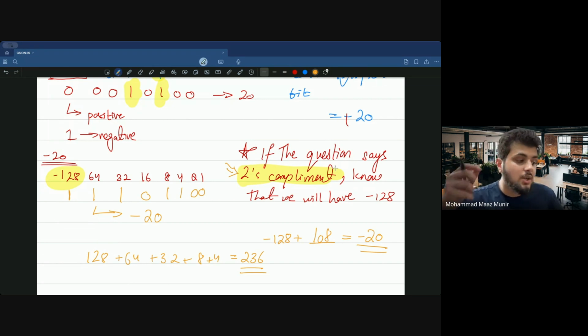Your question is clearly going to be mentioning either negative numbers or the word 2's complement. Either way, just know that if it's 2's complement or negative numbers, we need to make the most significant bit a negative one, which in most cases in your O levels is going to be the minus 128 bit. So you're shifting this positive 128 into a negative 128, and then we will be turning it on so that we could deal with negative numbers.